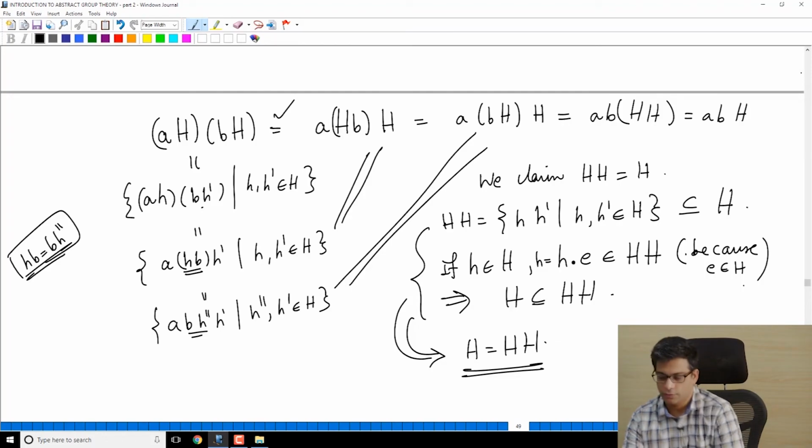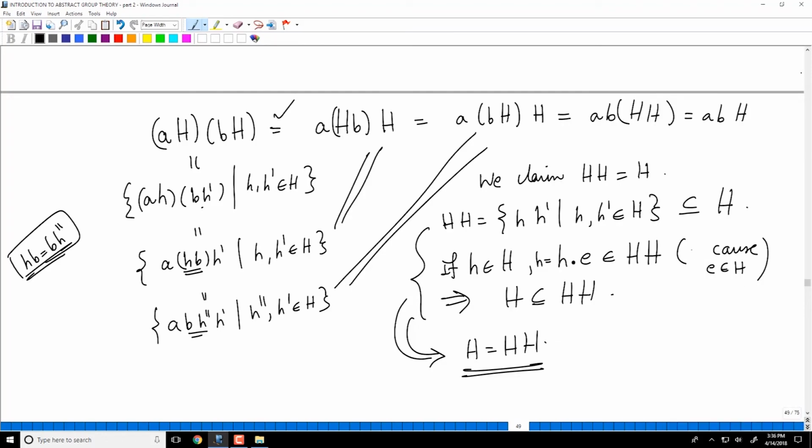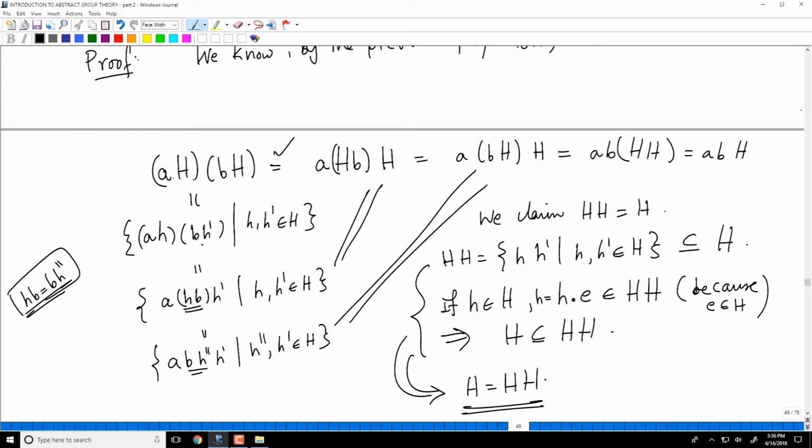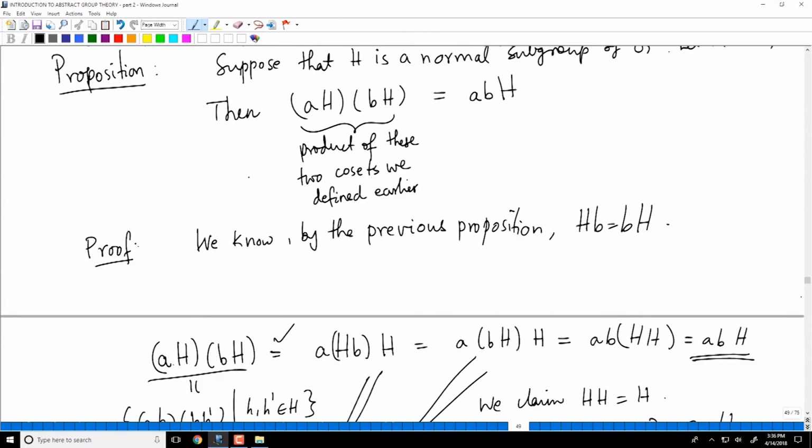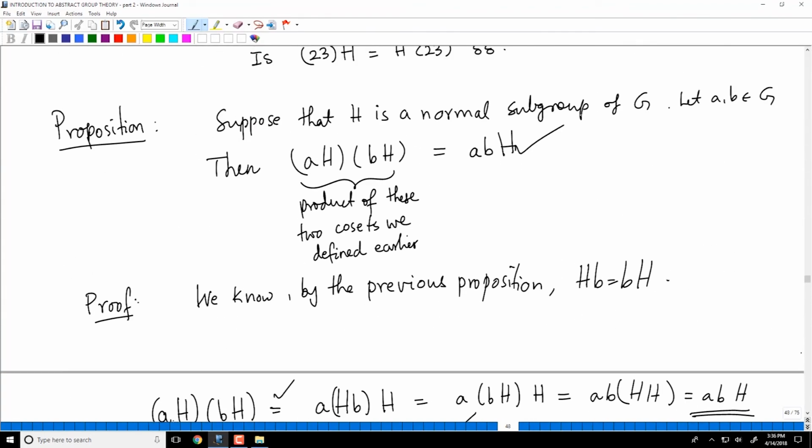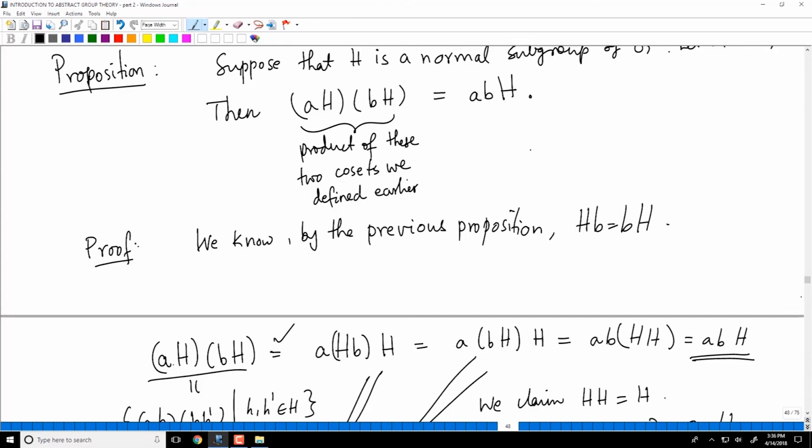So here we use the other important property of a subgroup. It must contain the identity element. So see, now we are done, right? Because aHbH is a(Hb)H, which is abHH, which is abH. So aHbH is equal to abH, which is what we claimed. So this is the theorem.